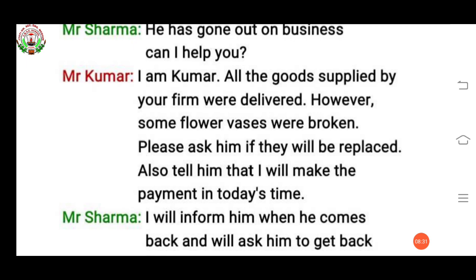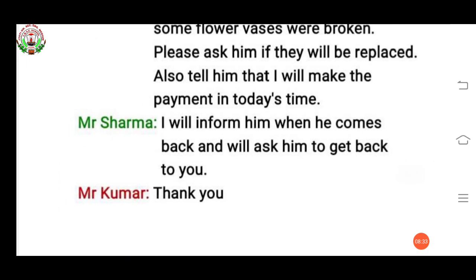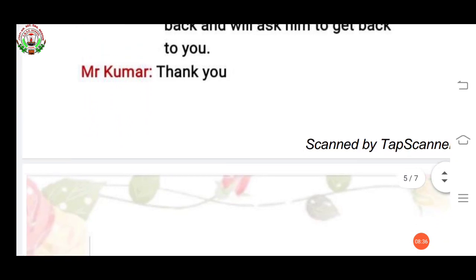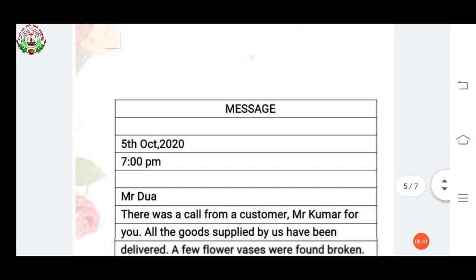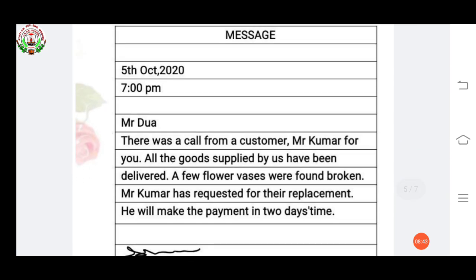Now what you have to do? You have to write a message based on this conversation. Now see, here it is. Message at the center top, write message. Here is the date. In the format I have written DATE, but you don't have to write DATE, you just have to put the date, whatever date it is, like 5th October, 2020. Then time, 7 p.m. Now see the message content.